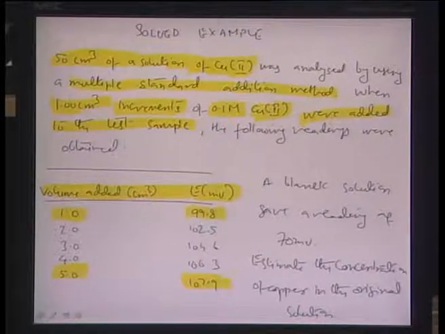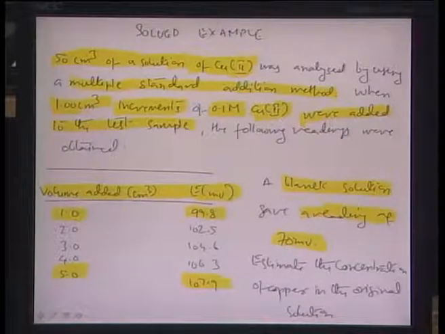So, if we assume that the blank solution, that means essentially the solution which had the unknown concentration of the analyte, gave a reading of 70 millivolts, then we essentially have to estimate the concentration of copper in the original solution. So, this is again a simple problem just on the Gran plot method. Let us just look into the solution aspect.